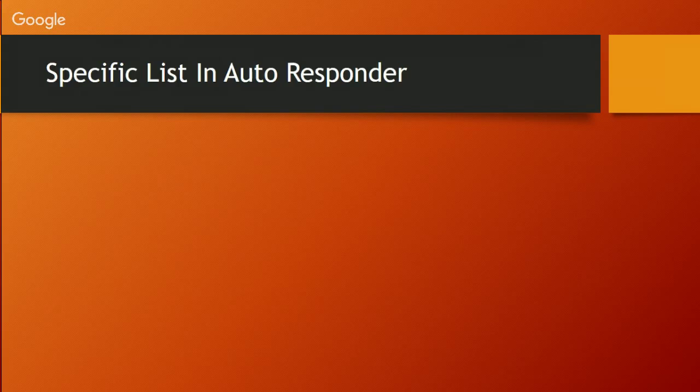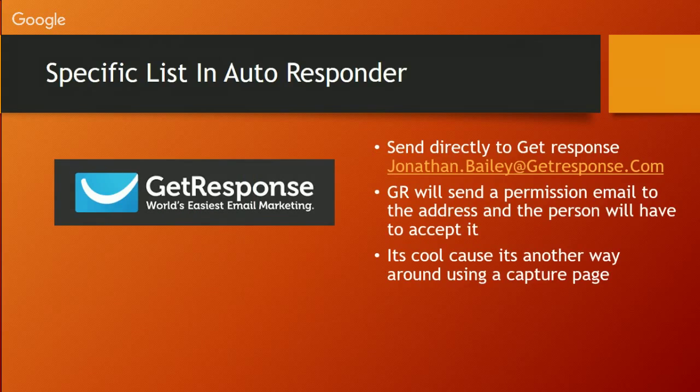The next thing to generate leads is having specific lists in your autoresponder. Now, this is actually kind of cool because I am with GetResponse autoresponder, where I collect my emails, they hold it for me, and I pay them a certain amount a month. But one of the ways that you can get around it, let's say you're out and about and you don't have a capture page on you. What you can do, a lot of autoresponders do this, is they will give you an email address like jonathanbailey.gmail or getresponse.com, and when you're out and about, you tell somebody to send a message to that email address.